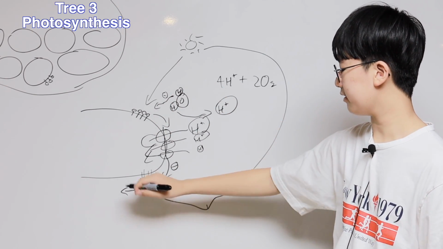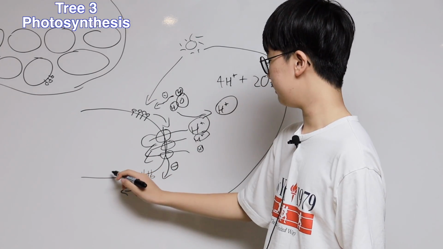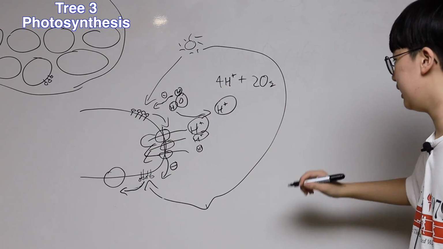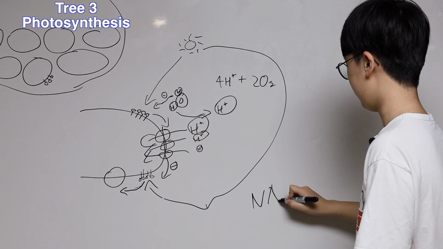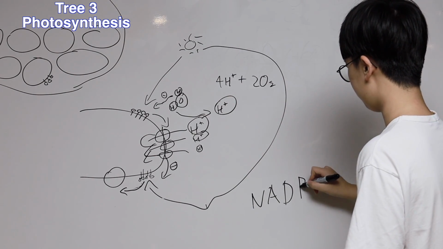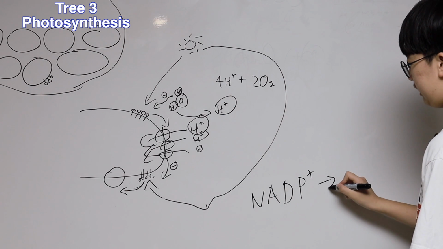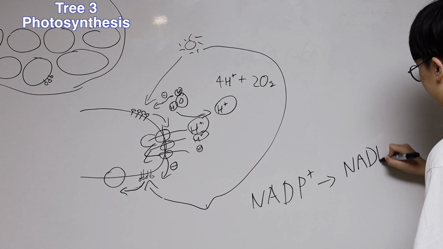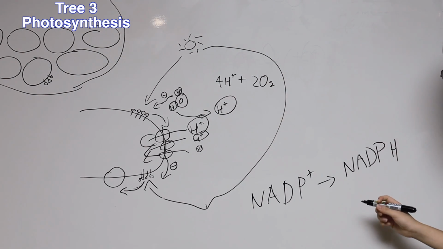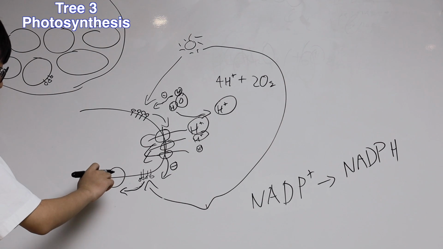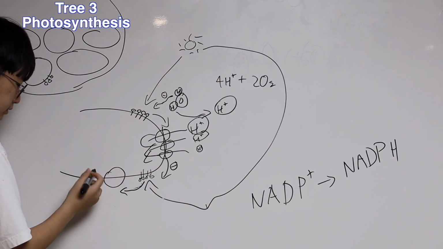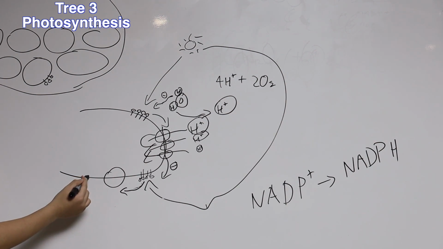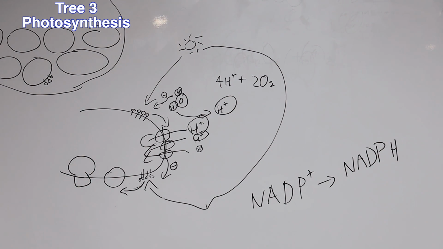And now it goes over here, and over here is an enzyme called reductase. The reductase reduces NADP plus into NADPH, like that. And there's also, more on the left side, an ATP synthase.